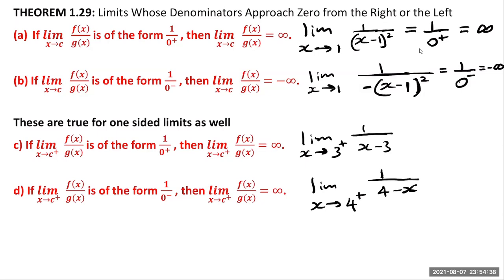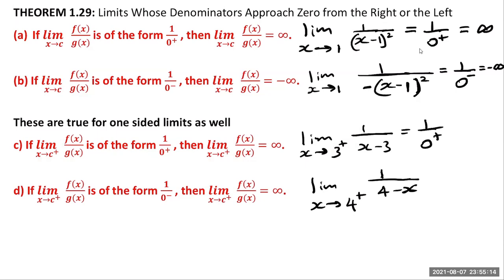All right, of course, these statements are valid even for one-sided limits. Even for right and left limits, they are valid. If the limit as x approaches c from the positive side of f of x over g of x is of the form 1 over 0 plus, then the limit as x approaches c from the positive side of f of x over g of x is infinity. Here is an example. As you can see here, the limit as x approaches 3 from the positive side, this expression takes the form 1 over 0 plus, right?